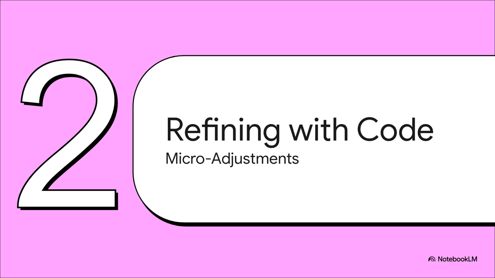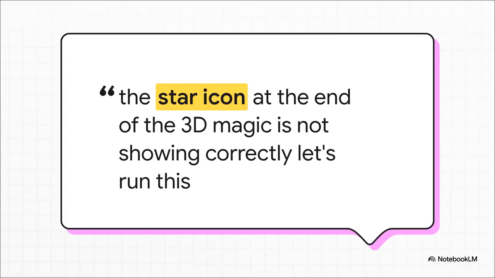Okay, so we've got the skeleton of our site. Now it's time to refine it, to really dial in the details. And this is where the AI becomes less of a tool and more of a coding partner. We can make super precise changes right from the terminal just by having a conversation. So check this out. Let's say something's off, like this little star icon isn't showing up right. Instead of you having to dig through lines and lines of CSS, you just tell it, "Hey, the star icon is broken." It understands the context and figures out how to fix it.